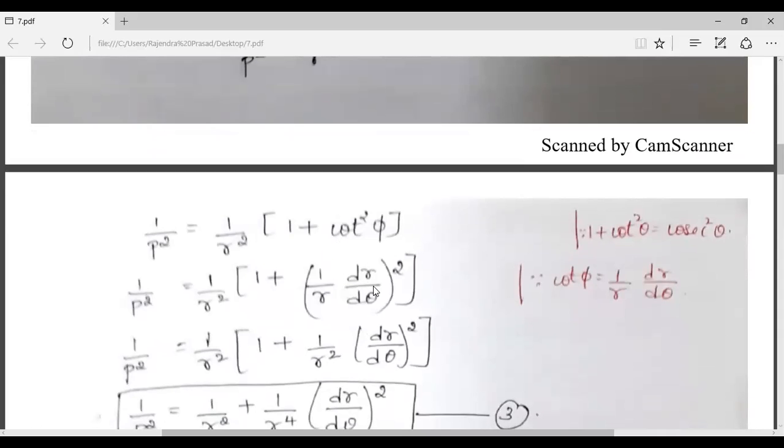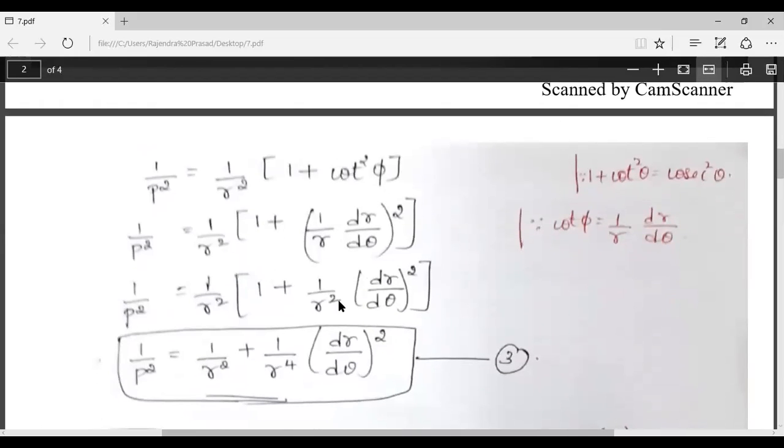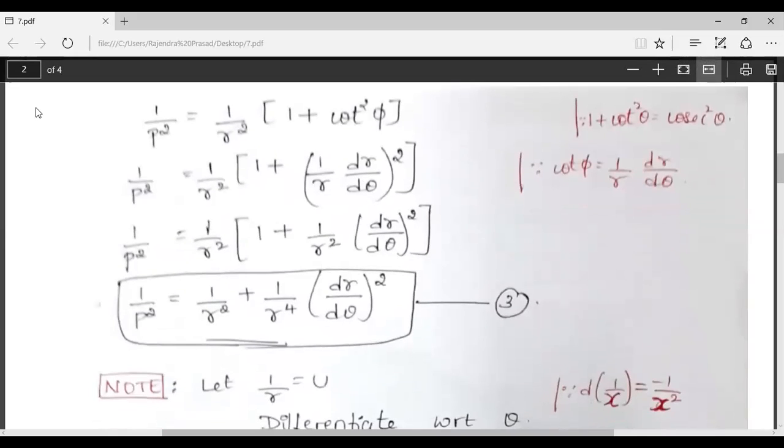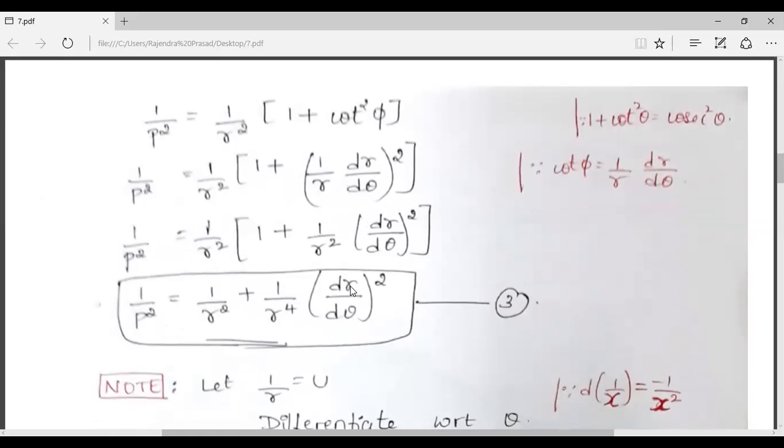1 by r into dr by d theta whole square becomes 1 by r square, dr by d theta whole square. Next, multiplied with 1 by r square: 1 by r square into 1 is 1 by r square, and 1 by r square into 1 by r square is 1 by r to the power of 4 into dr by d theta whole square. Consider equation number 3. So 1 by p square is equal to 1 by r square plus 1 by r to the power of 4 into dr by d theta whole square.